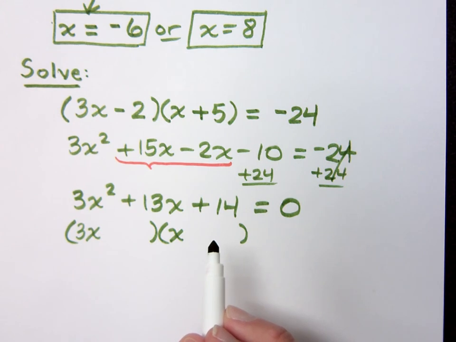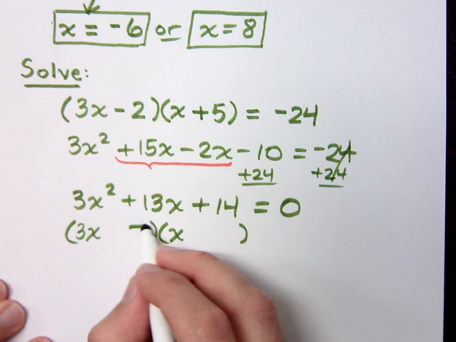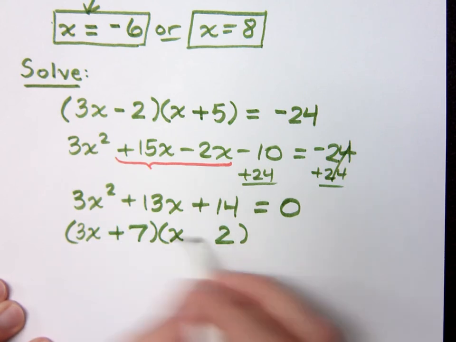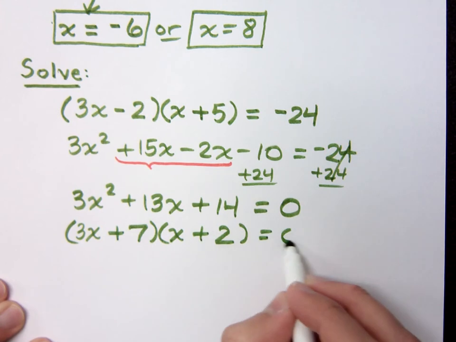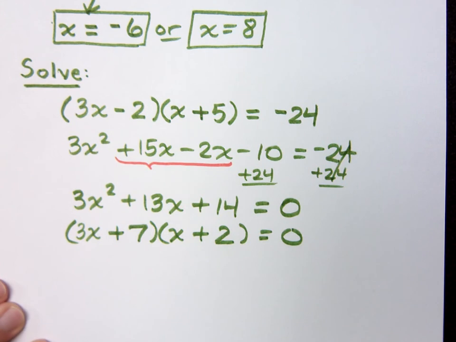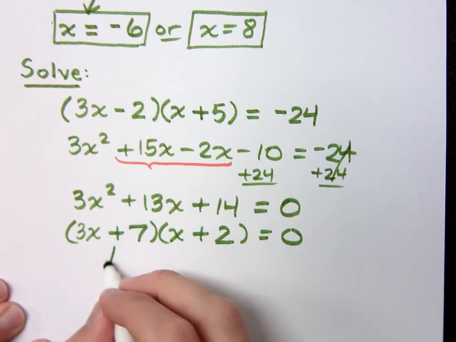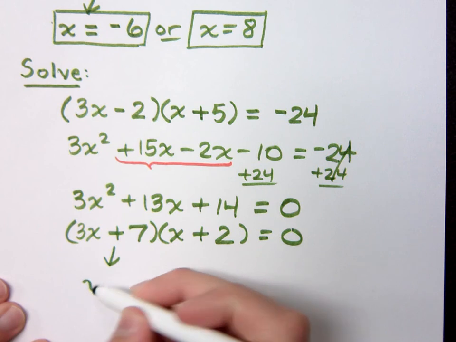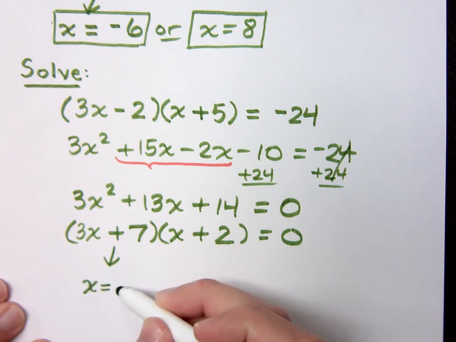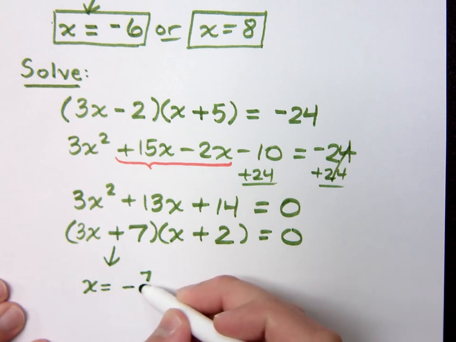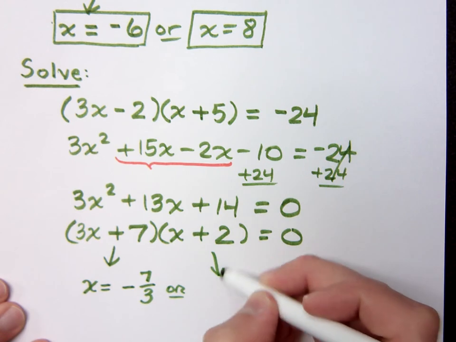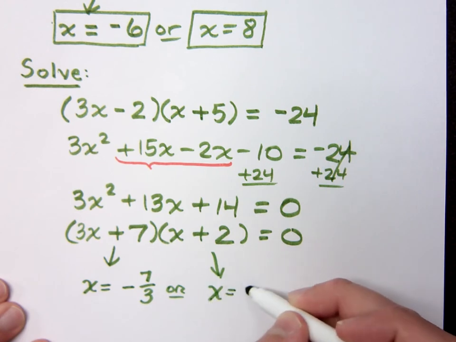3x plus 7. If I put the 7 and the 2 here, does that work? 6 and 7 is 13. Right, you get 7, you get 6, that's 13. So what are my solutions? What do I get from here? I subtract the 7, and I divide by 3. X equals negative 7 over 3, or x equals negative 2.